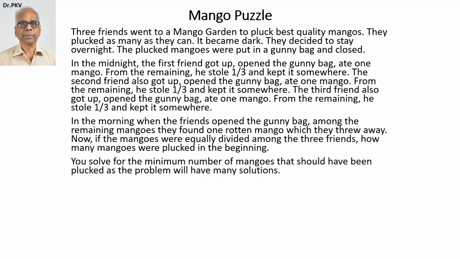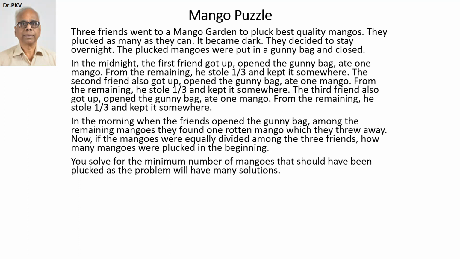In the morning, when the friends opened the gunny bag, among the remaining mangoes, they found one rotten mango, which they threw away. Now, if the mangoes were equally divided among the 3 friends, how many mangoes were plucked in the beginning? You solve for the minimum number of mangoes that should have been plucked, as the problem will have many solutions. So, you will have to find out the first solution, and then the next solution, then the next, etc.